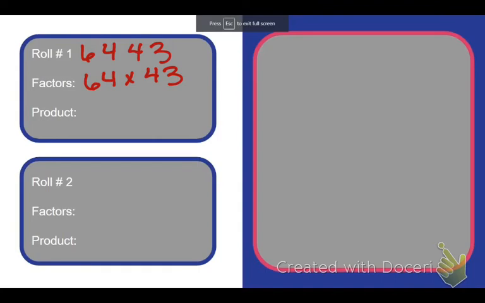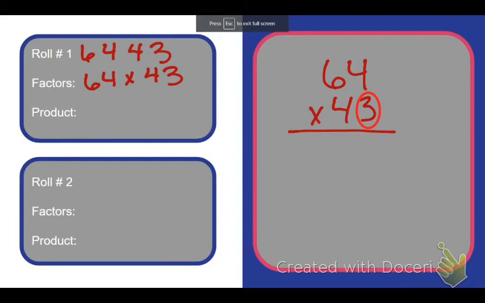I like regular. Regular? Okay, so everybody's kind of familiar with the regular standard algorithm, yeah? Okay, so we always line our multiplication up where? To the right. To the right. Okay, so we're going to do 64 times 43 lined up to the right.